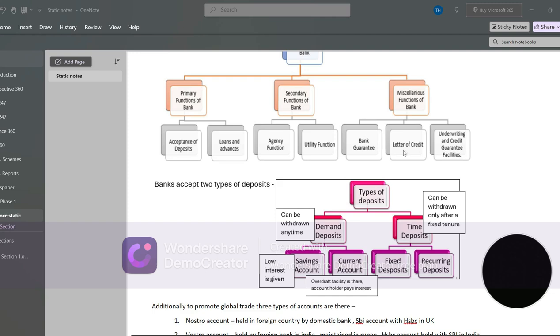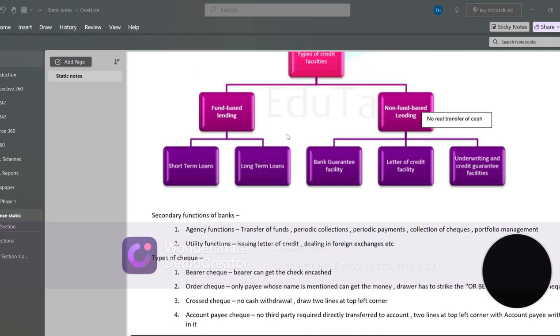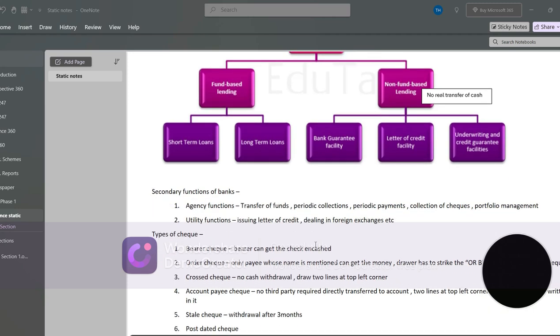All these credit facilities come under the miscellaneous part, and we did the primary functions, which were easy to understand. And now we will do the secondary functions. First is agency functions, second is utility functions. Agency functions are basically transferring funds, periodic collections of funds, periodic payment, collection of checks, portfolio management, like all the issues except the maintenance of accounts and the miscellaneous part. Utility functions are issuing letter of credit and dealing in foreign exchange.